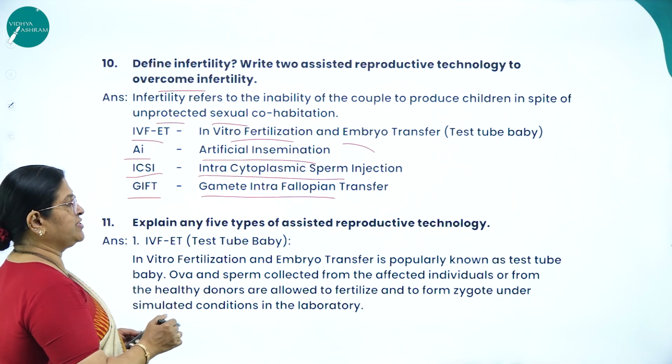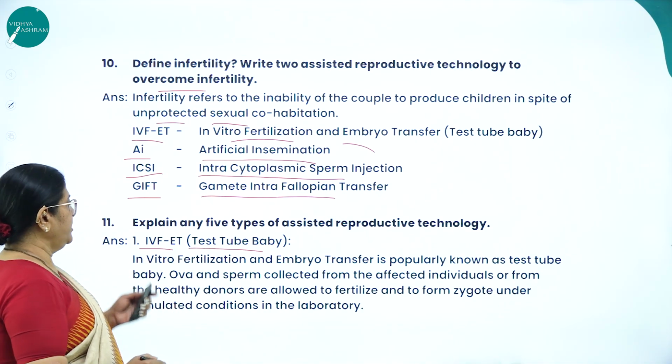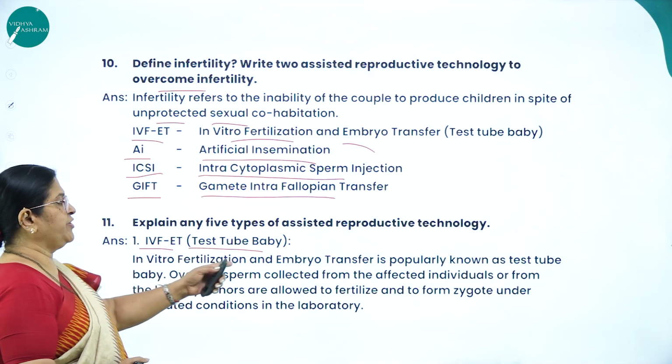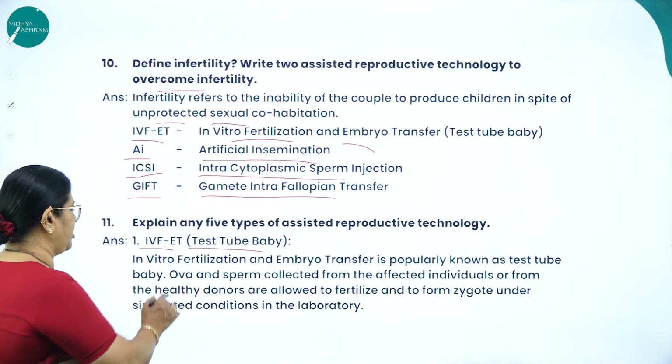Explain any 5 types of assisted reproductive technology, that is, test tube baby. Already I told, in vitro fertilization and embryo transfer is popularly known as what? Test tube baby.